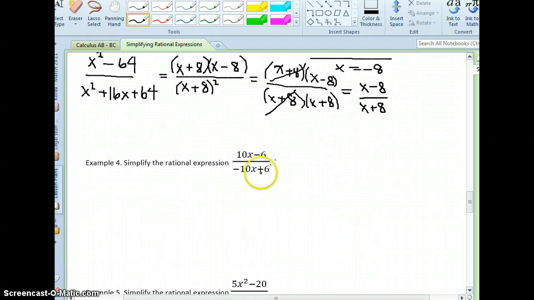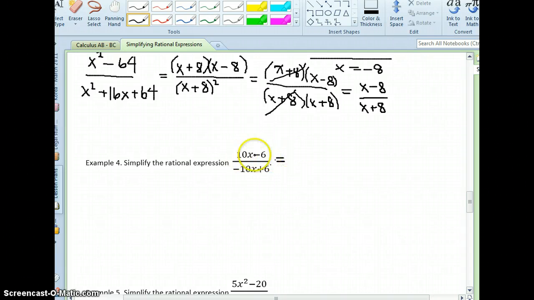Okay, next problem. This one is actually a lot simpler than some people think, but there's something you should not overlook. In the numerator you have positive 10x minus 6. In the denominator you have negative 10x plus 6. The only difference between these two is the sign on each term has been changed between the numerator and denominator. So we went from positive to negative and negative to positive.